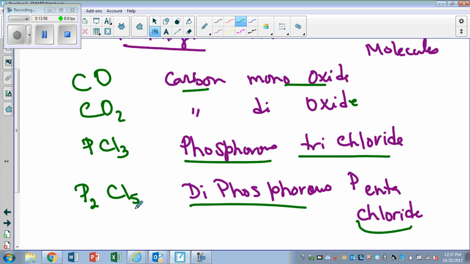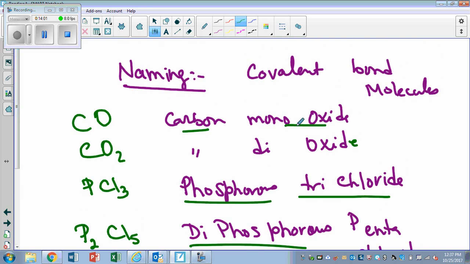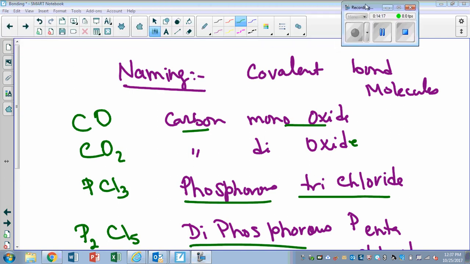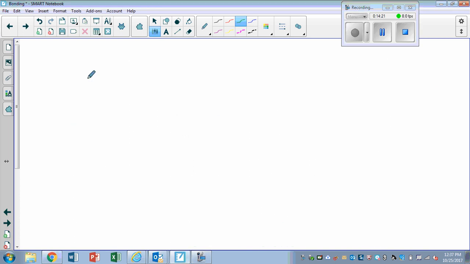So once again, for naming covalent molecules, we are using prefixes to mention the number of atoms. And when we are writing their formulas, we just write as we read. So that talks about naming of covalent compounds. The next thing we want to talk about is Lewis dot diagram. So the next topic for covalent compounds is Lewis dot diagram.